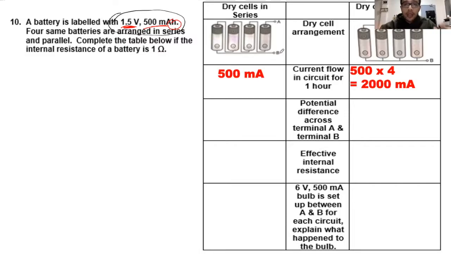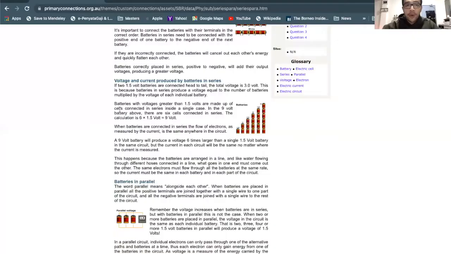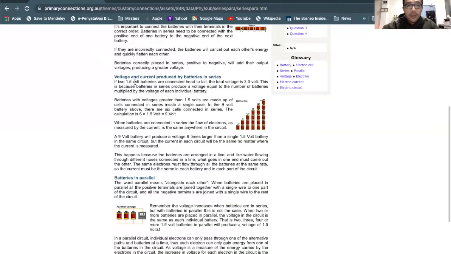Now in order for us to understand this, I took a look at another article. I went to search online, and I saw this very interesting article, which I think I should share with you all. Voltage and current produced by batteries in series. If two 1.5V batteries are connected head to tail, the total voltage is 3 volts. So that makes sense. This is because batteries in series produce a voltage equal to the sum of the batteries. The voltages add up when you connect them.